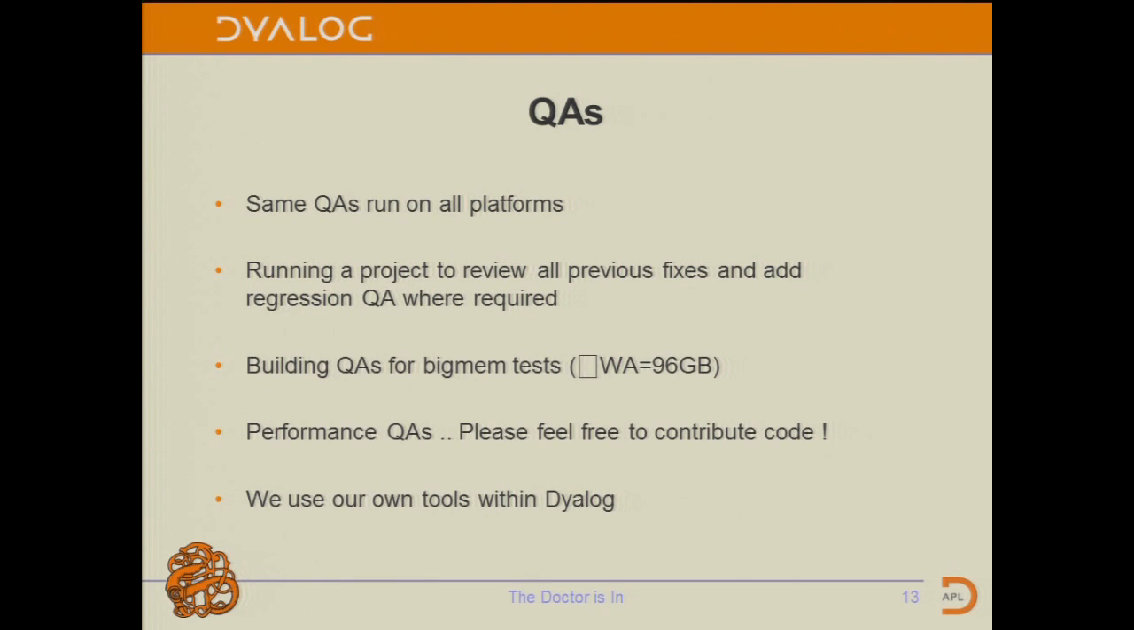We're also writing some QAs for big memory tests. 13.1 removes the limitation, which now becomes a 64-bit limitation on workspace and object size. So we are trying to write QAs where the server itself has a workspace size of 96 gigabytes. A plus B is not necessarily very quick when you have a 40 gigabyte object. Running with very, very large objects particularly shows up that we need to improve our performance QAs.